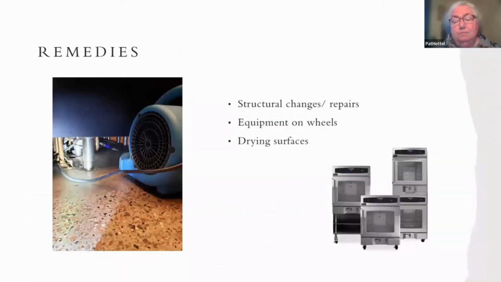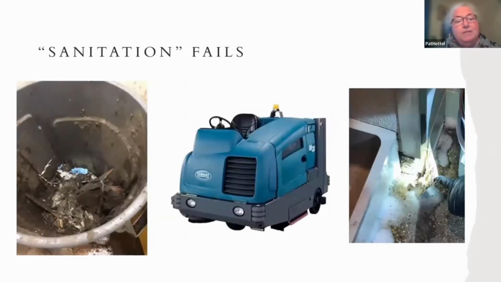Remedies, of course, are structural repairs, sealing those areas if they have become open. Great if they can put equipment on wheels so it pulls out, so you can help with both cleaning and drying of floors, and then supplementing with fans. The picture to the left is showing what we might call a squirrel cage fan, that can be directed to areas where we're having a hard time after mopping is done, so a fan can be used to help dry.